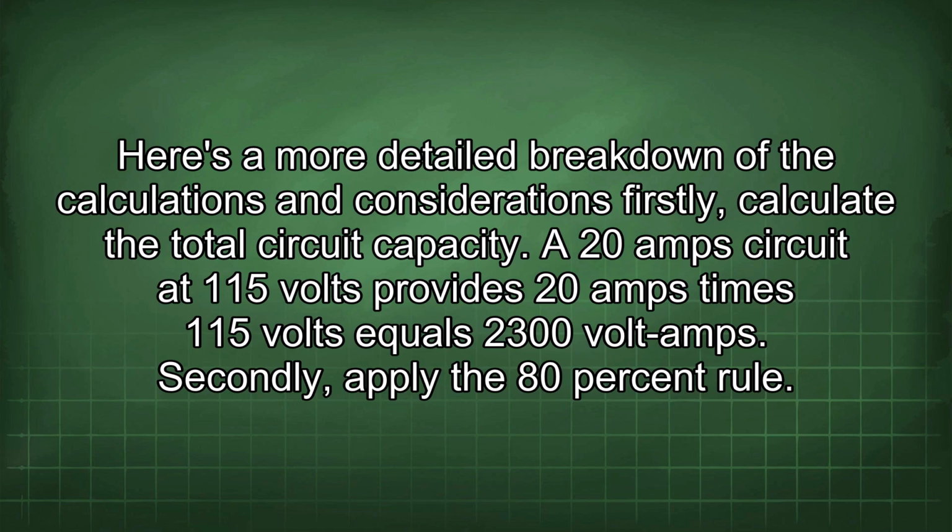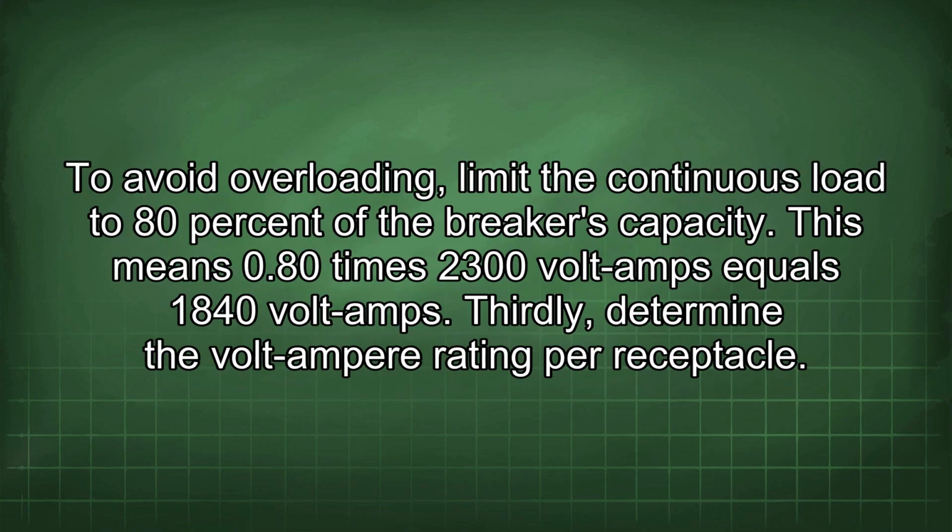Here's a more detailed breakdown of the calculations and considerations. Firstly, calculate the total circuit capacity. A 20 amps circuit at 115 volts provides 20 amps times 115 volts equals 2300 volt amps. Secondly, apply the 80% rule. To avoid overloading, limit the continuous load to 80% of the breaker's capacity. This means 0.80 times 2300 volt amps equals 1840 volt amps.